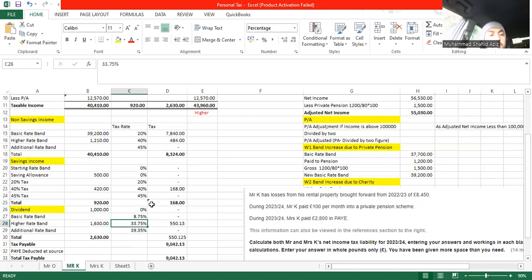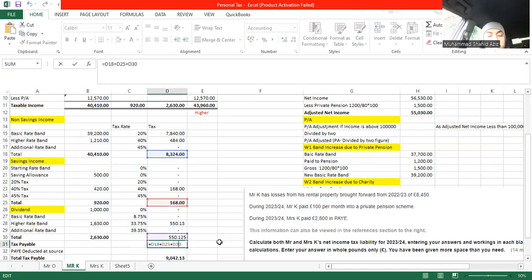So the total tax payable is 9,442 pounds and 13 pence. We need to add the non-savings tax, savings tax, and dividend tax. So the total will be 9,442 pounds and 13 pence.